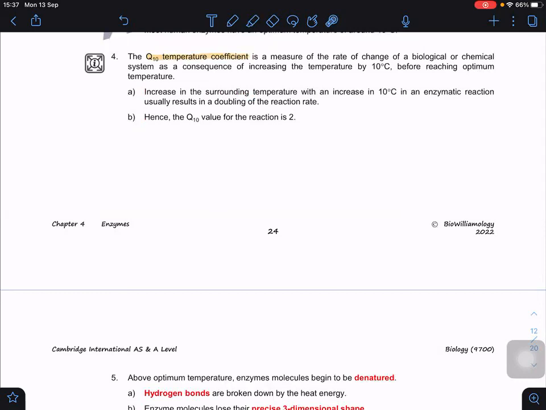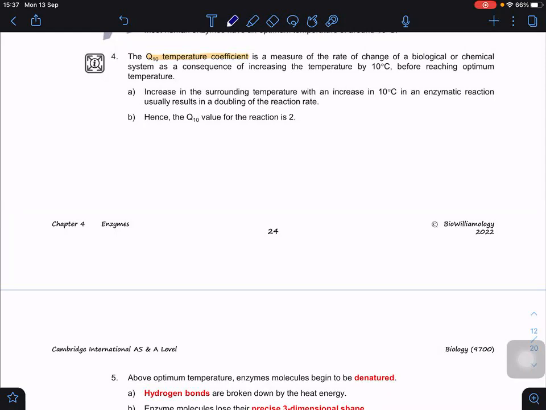So this Q10 value or Q10 coefficient is a measure of the rate of reaction. For every increase of 10 degrees Celsius, we calculate this Q10 coefficient. So basically, an increase in the surrounding temperature of 10 degrees Celsius in an enzymatic reaction will result in doubling of the reaction rate. And this is very important. Even though Q10 is not in our syllabus, we do need to know about this Q10 effect.